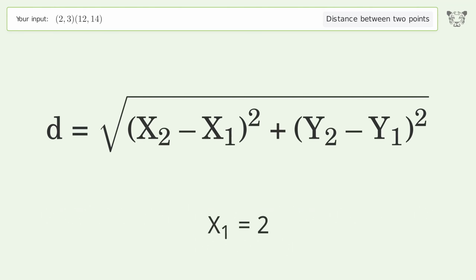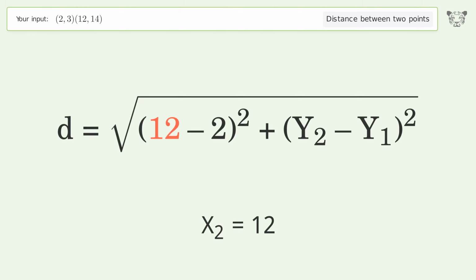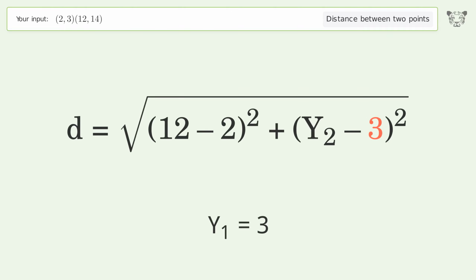x1 equals 2. x2 equals 12. y1 equals 3. y2 equals 14.